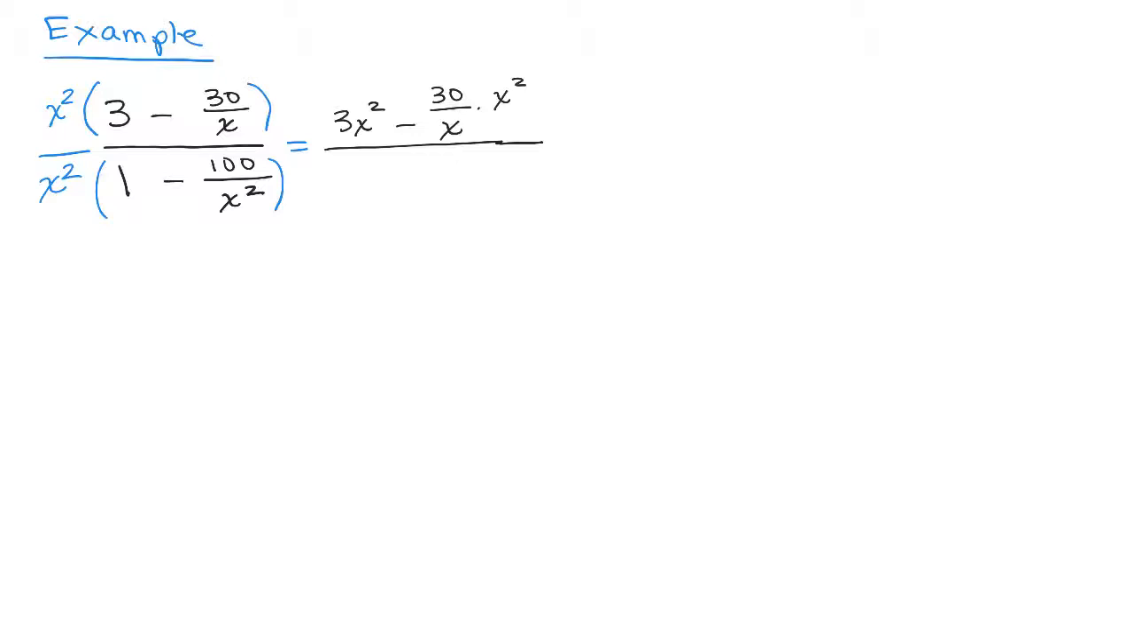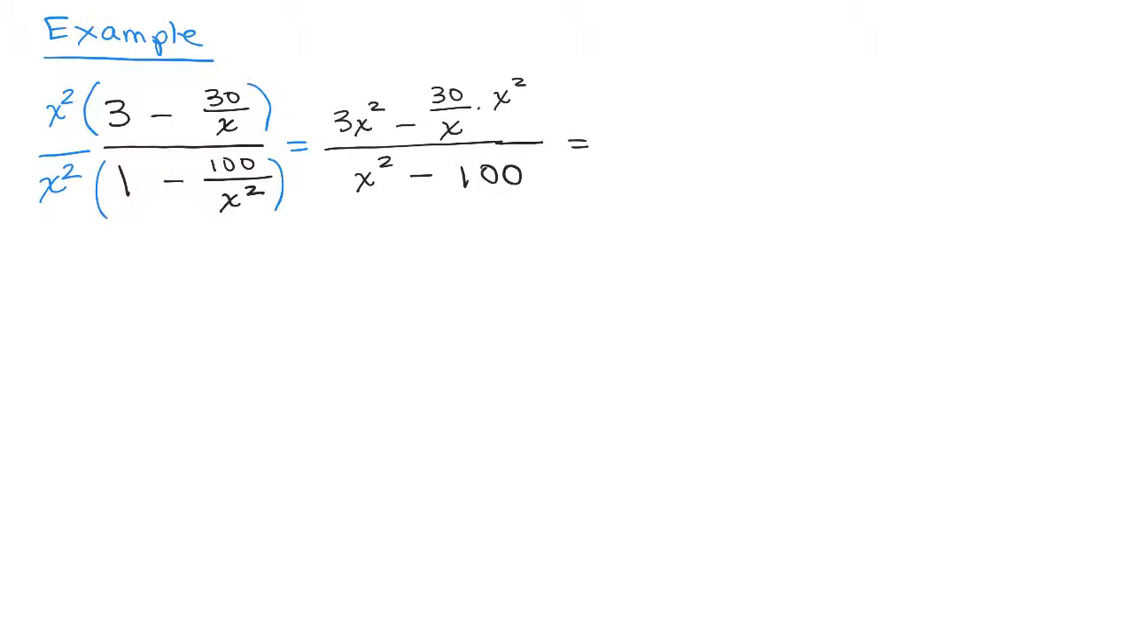And in the denominator, I have x squared times 1, which is x squared, minus x squared times 100 over x squared. Now, what's going to happen when I multiply that x squared times 100 over x squared? The x squareds will completely cancel, and I'll have 100. If you want, you could write that step, but see if you can imagine what's going to happen when you multiply 100 over x squared times x squared.